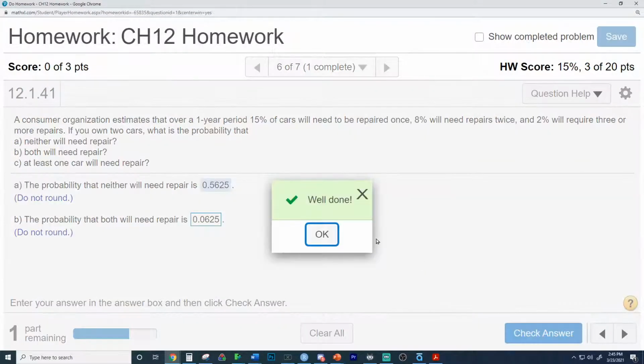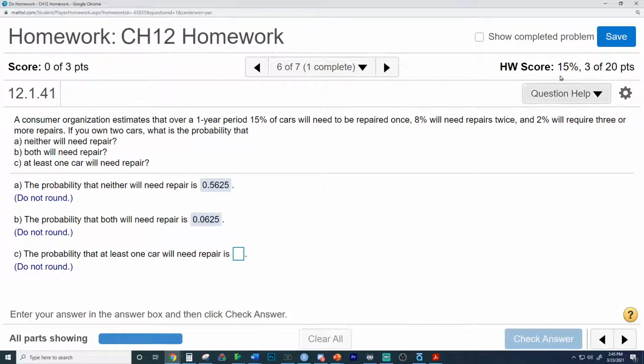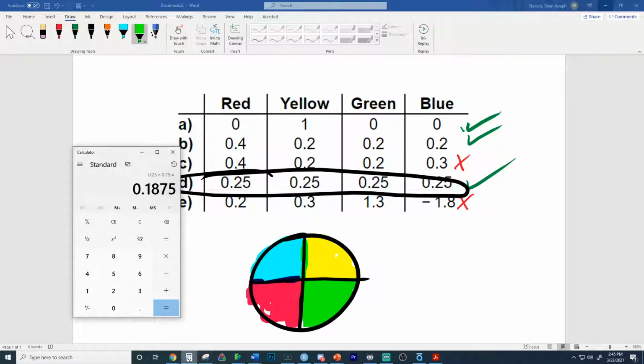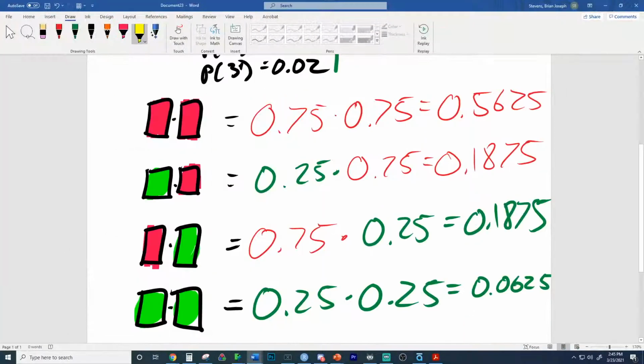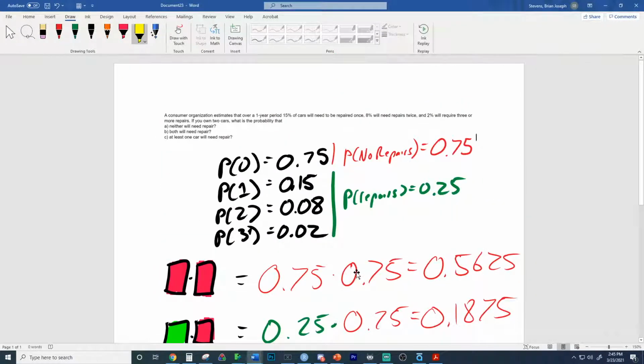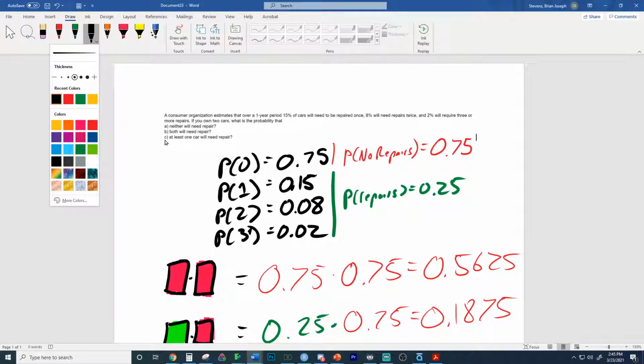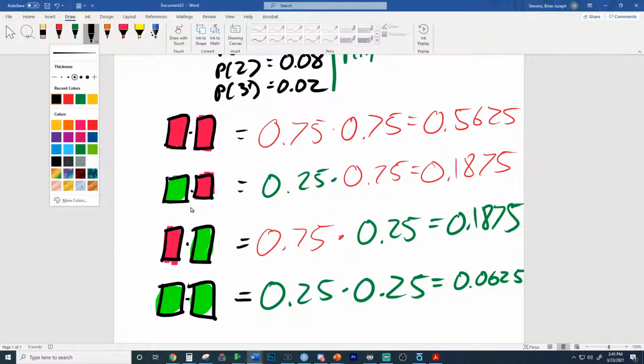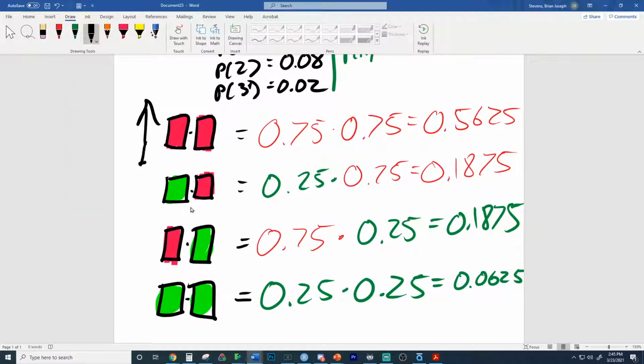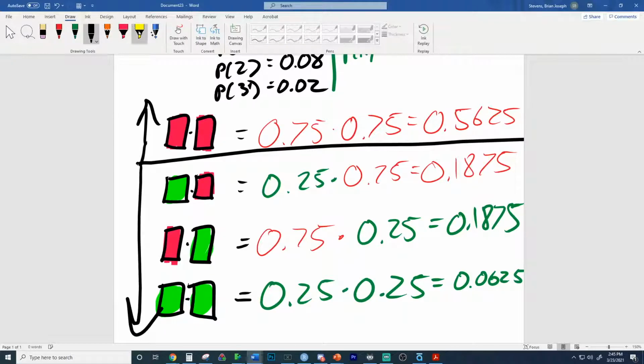And then the last one gets a little bit confusing right here. The probability that at least one car will need repairs. At least one car will need repairs. So what is the probability that at least one car will need repairs?